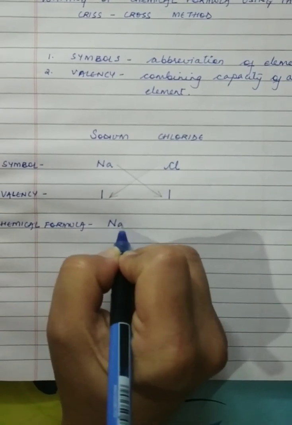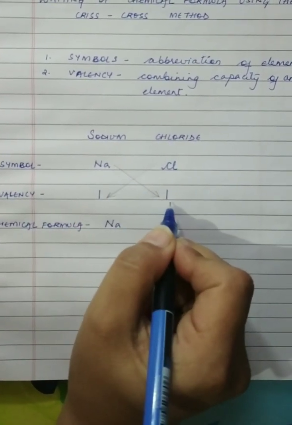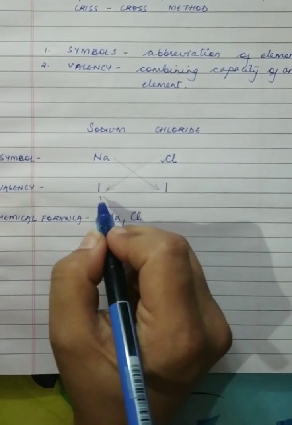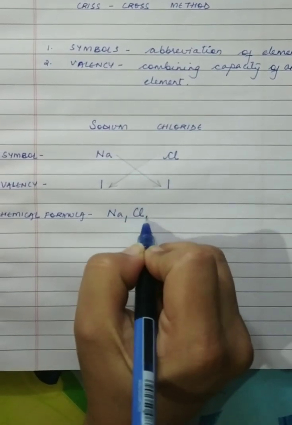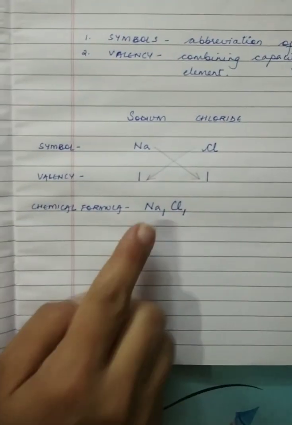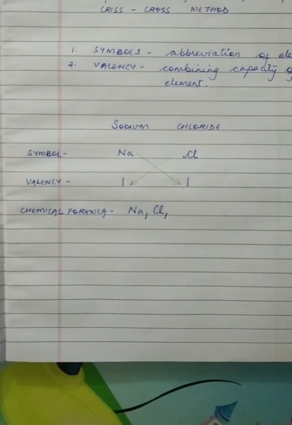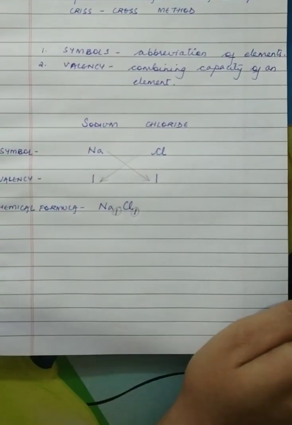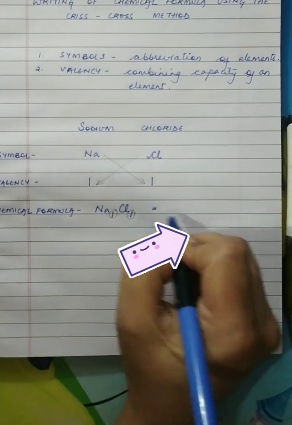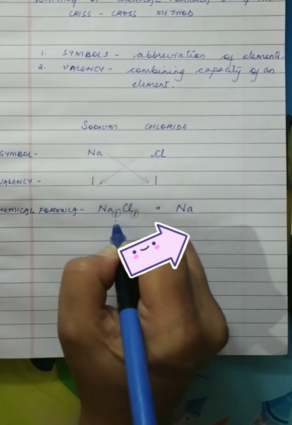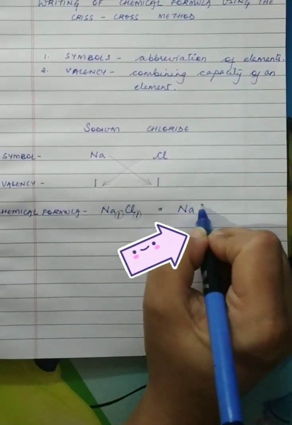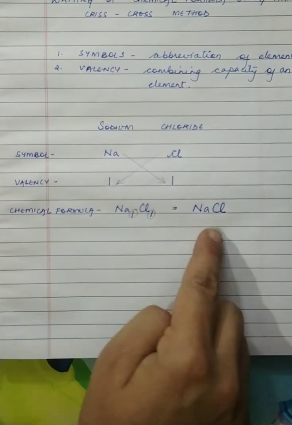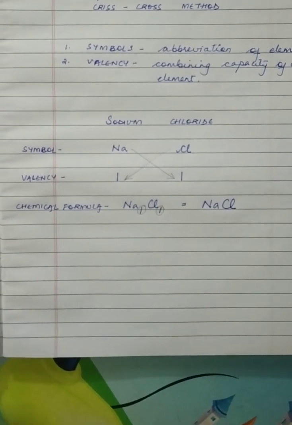First is sodium, Na. Which number is it pointing towards? 1. Next is chloride. It is also pointing to number 1. So the formula becomes Na1Cl1. But when the valency is 1, we do not write any number. So the final answer will be Na, since it is 1, we will not write anything. Cl, here also 1, so we won't write anything. So the chemical formula of sodium chloride is NaCl.